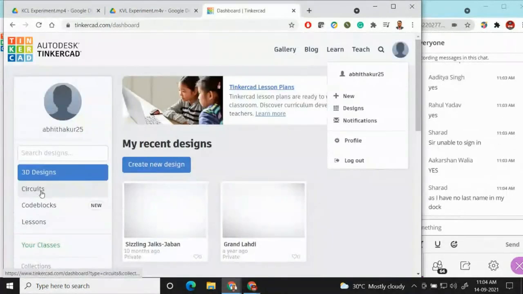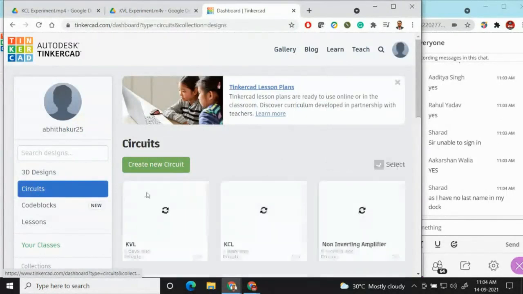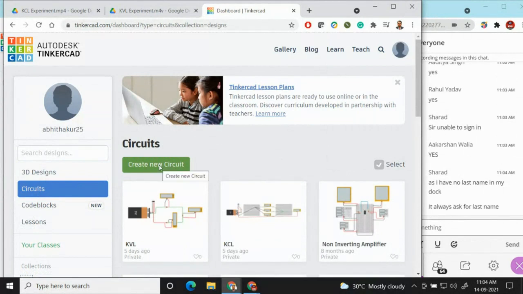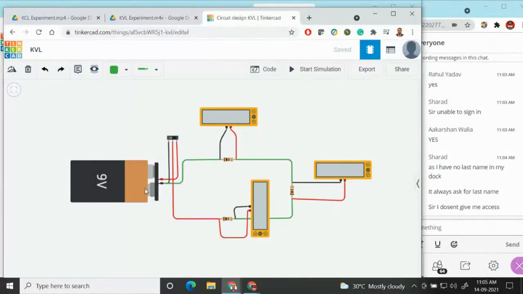You will click on this circuit, and here you will find a green button. When you click on this, a new window will appear. You can see this is the 9-volt battery that is connected to the switch. When you press this particular switch, the current will flow through the circuit.